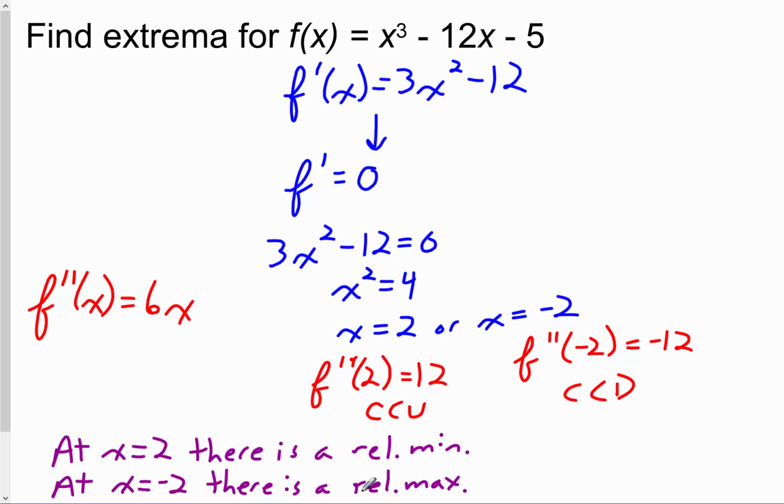And if I wanted to find exactly what those were, I would then plug in 2 and negative 2 into here so to find out the actual min and max values. But this is just to show how quick the second derivative test can be compared to the first derivative test. Just remember the limitation on the second derivative test, though.